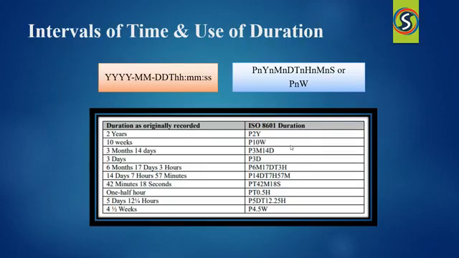Then 42 minutes and 18 seconds. Here we have to specify the separator because we don't have the date values. So PT42M18S. 1/2 hour.